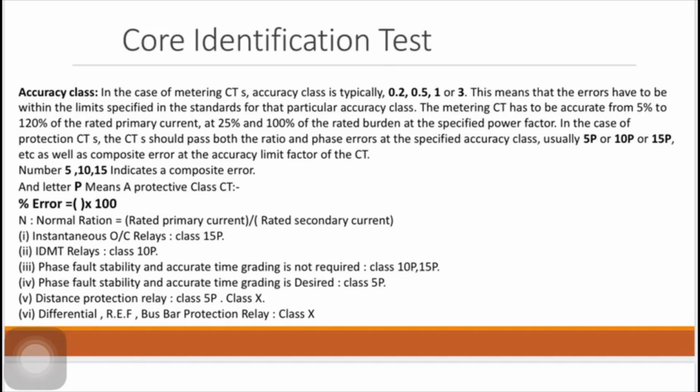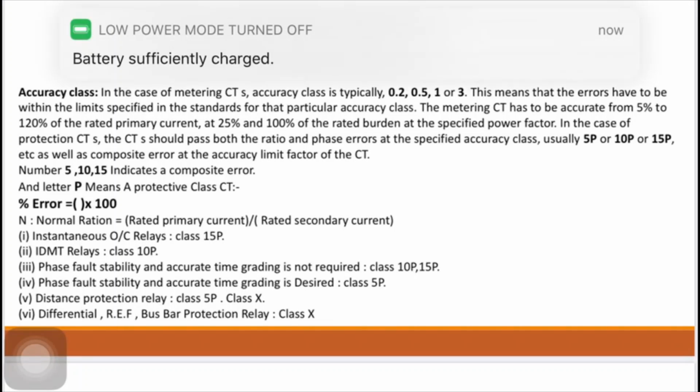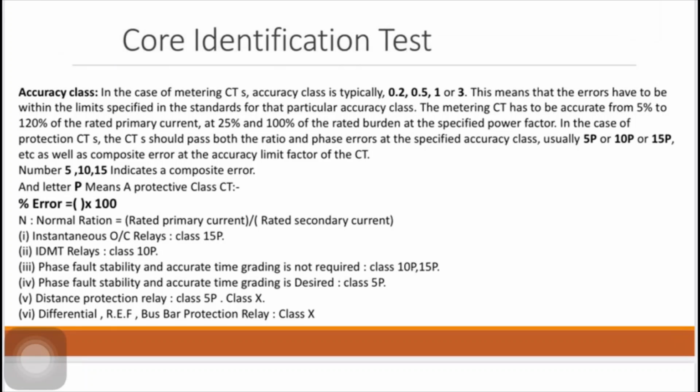So normally when we are conducting this core identification, we have to confirm that the particular core is utilized for the particular application. The mistake could be a swap between the metering core and the PS core. So by conducting the core identification test, we have to determine that the particular core is connected to the particular circuit.